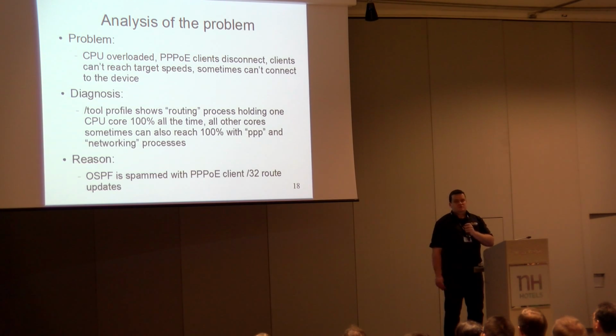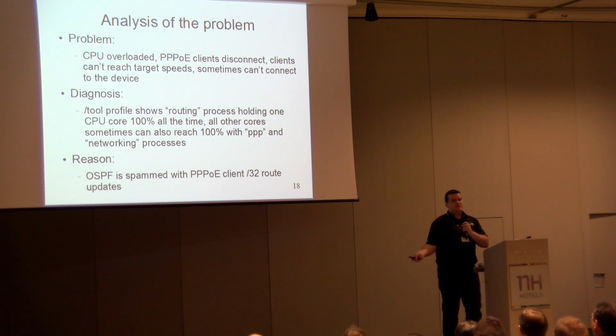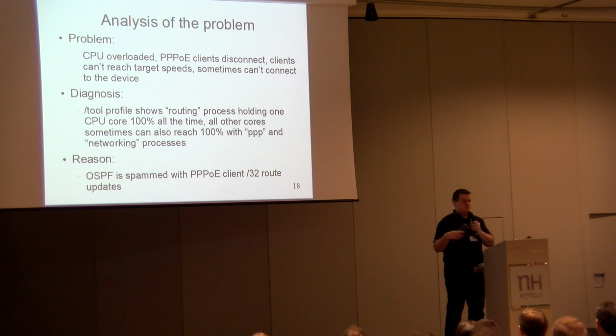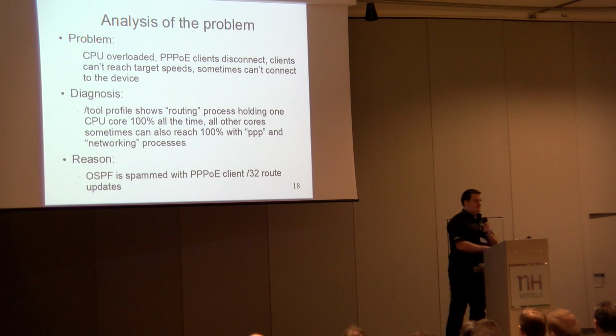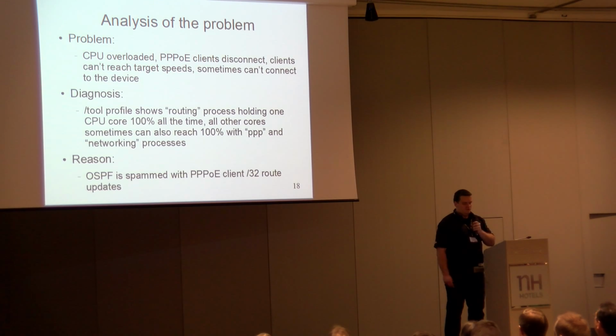So what is the reason? The reason is very simple. As soon as you open up the sniffer, you will see that OSPF is just spammed with PPPoE /32 routes. So every time some client disconnects or reconnects to your PPPoE server, your routing table changes because a /32 route just appears or disappears. And every time OSPF, because it's configured in one big backbone area, has to make an update. Before it manages to finish that update, you already have another client disconnected and reconnected. So you have an update storm going on over and over and over again.